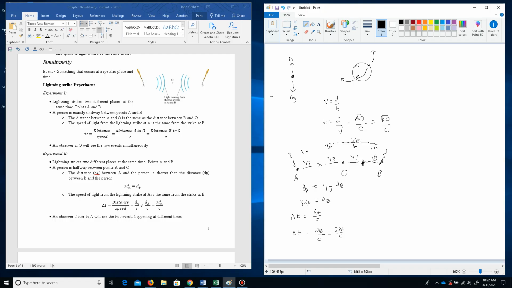And so even though these are happening at the same time, this person doesn't know that. This person here does not know that these happen at the same time. He sees this first, then he sees this. And he would say, well, this happened first and then this one happened. But in reality, they really happened at the same time.